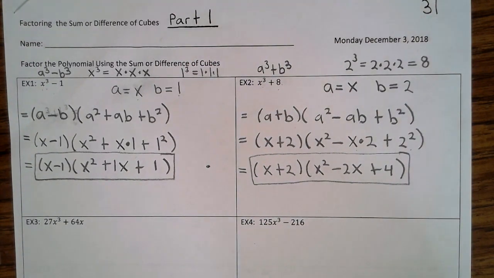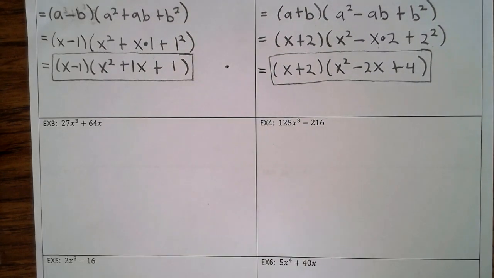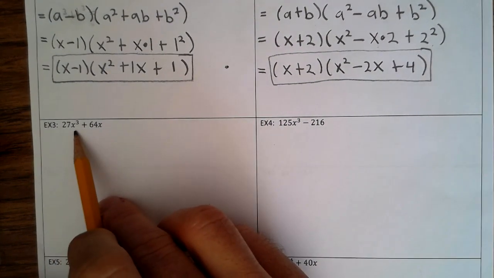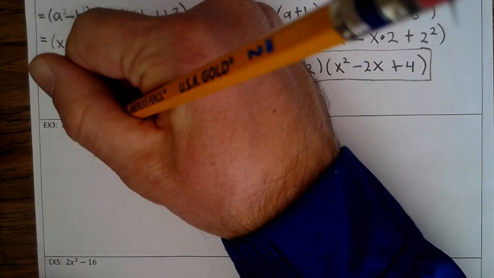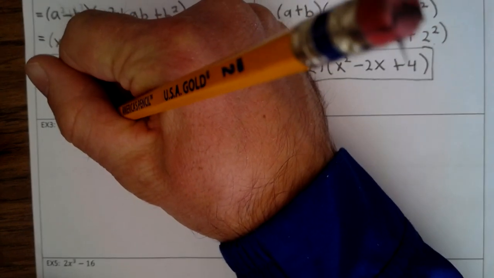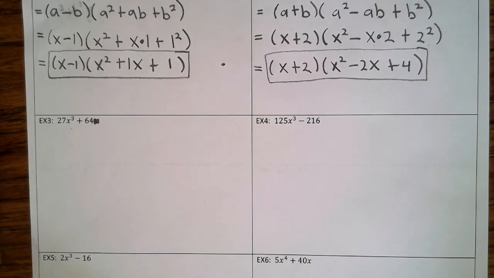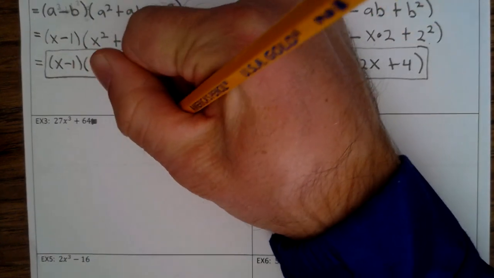All right, let's take a look at example 3. Here we see that it's cubed. And this is actually a mistake here. This should just be 64, so take away that x. So we figure out what a is and what b is.